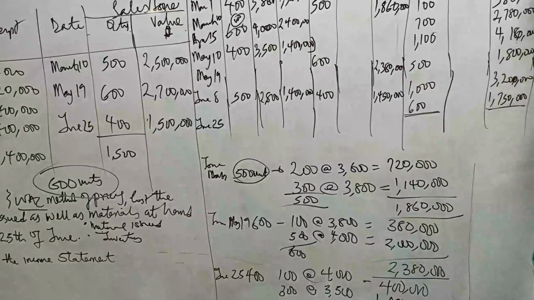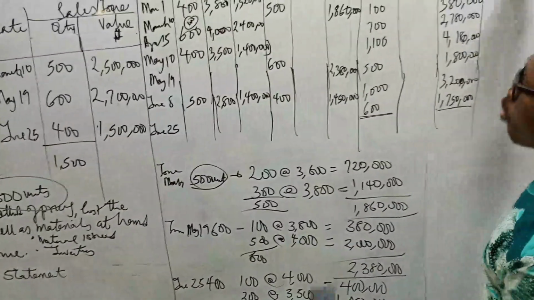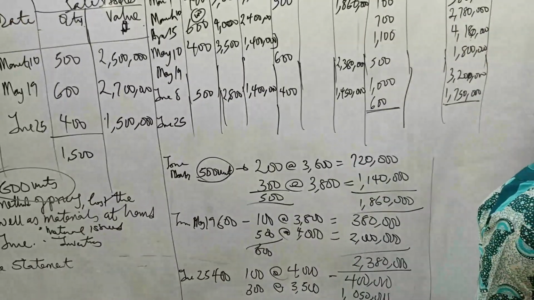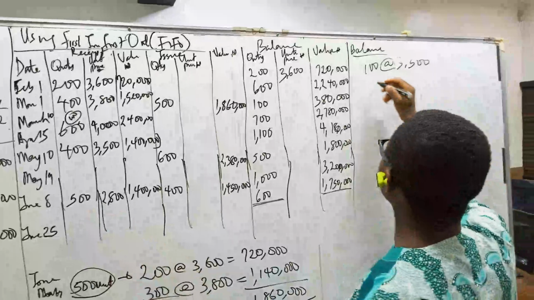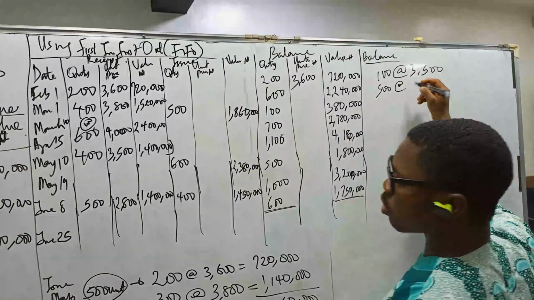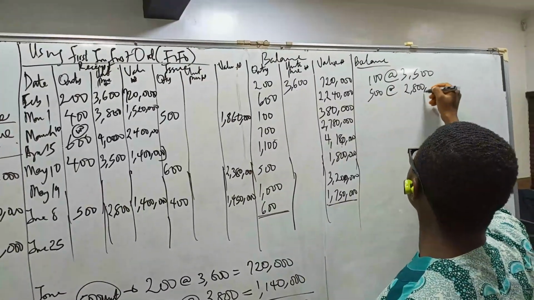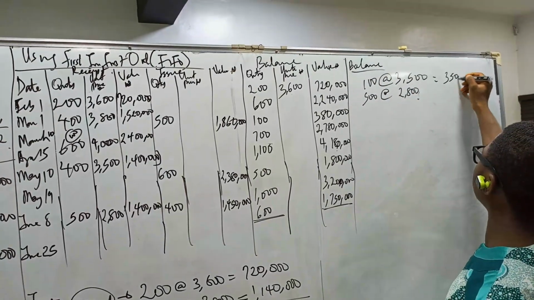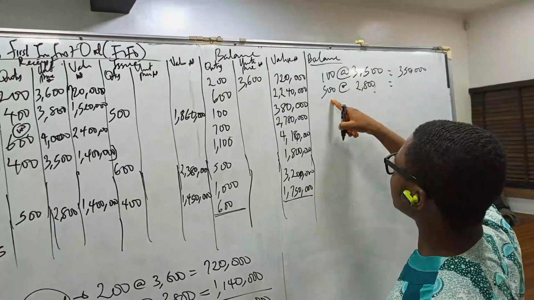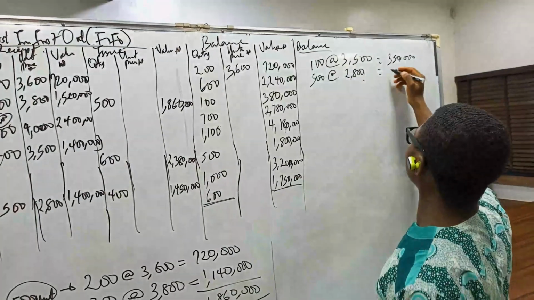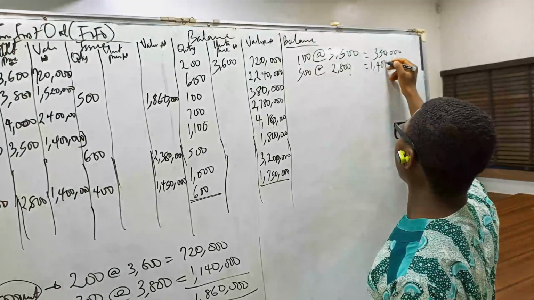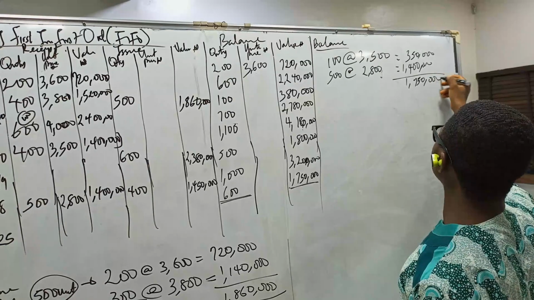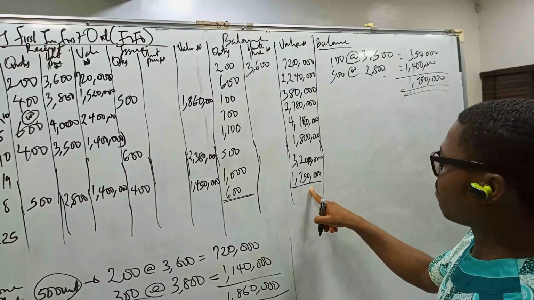So the computation, my balance breakdown is from this 100 units, I have 100 units remaining at 3,500. I'm not taking from this at all. I have my 500 units at 2,800, right? So 100 times 3,500 will give me 350,000 naira. 500 units times 2,800 will give me 1,400,000. If I add it together, I have 1,750,000 naira, which is the same thing as the value I have here.